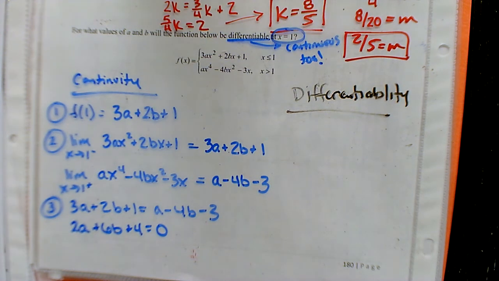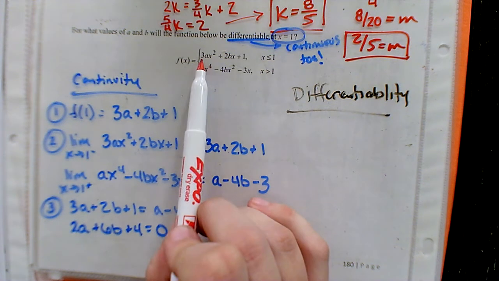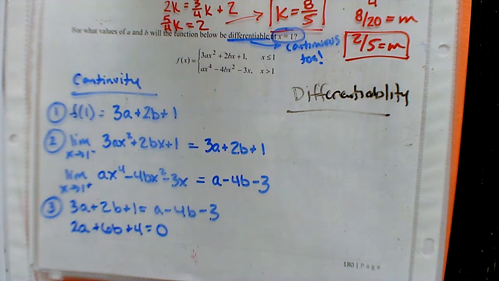Alright, so differentiability. The slope from the left has to equal the slope from the right. Slope, aka derivative. So if you were to take the derivative of the left-hand equation, what would it look like? Keep in mind a and b are numbers. A little tricky.